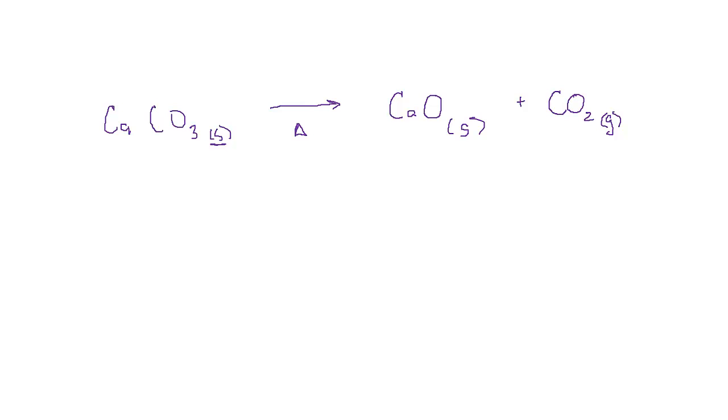This is what we call a decomposition reaction. When you start with one substance and you end up with multiple substances on the product side, that's a good indication of a decomposition reaction. All right, start with one substance, end up with multiple substances on the other side. All right. Let's call that. This is not double replacement. This is decomposition.